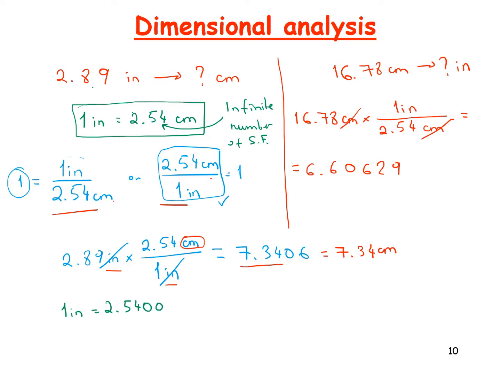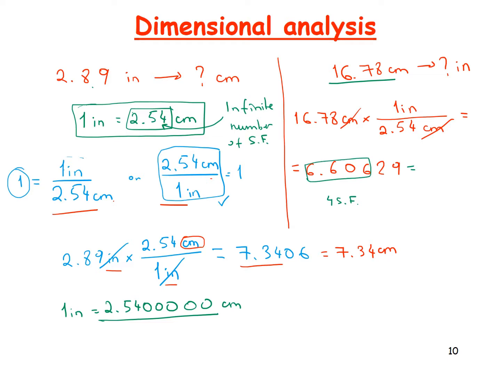These that we have here represent an infinite number of significant figures. What does that mean? It means that 1 inch is equal to 2.54000, as many zeros as necessary, as accurate as necessary, that many centimeters.